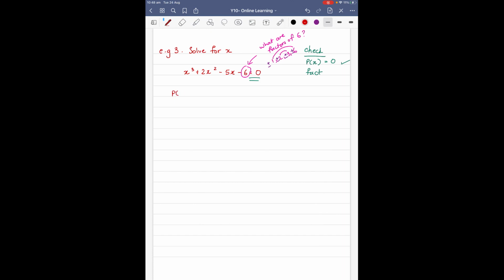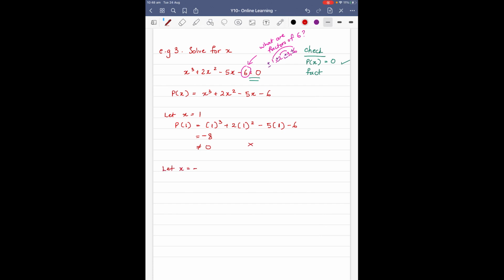Let your polynomial P(x) equal x cubed plus 2x squared minus 5x minus 6. So we're going to let x equal positive 1. So P(1) equals 1 cubed plus 2 bracket 1 squared minus 5 times 1 minus 6. Chuck it all into your calculator. You should end up with minus 8. And that is obviously not 0, so it is not a factor. Let's try the next one.